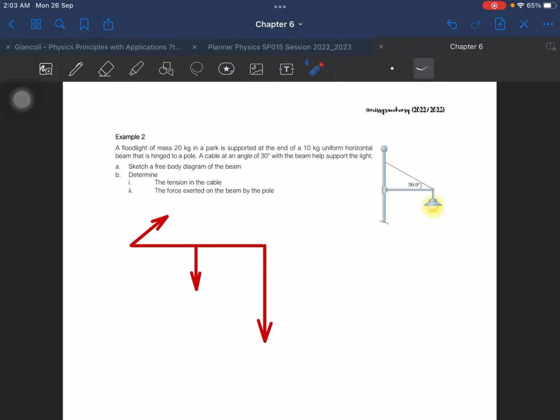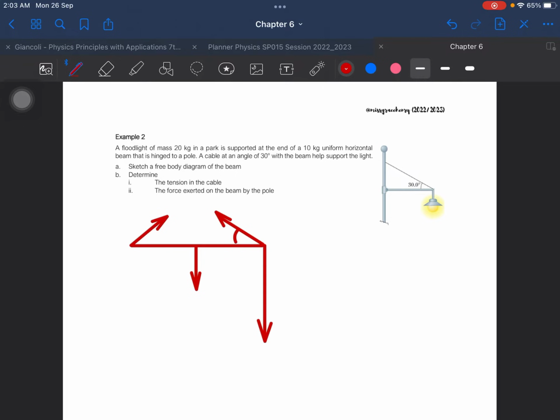Is that even a word, hinging? But okay, there is a shear force due to this interaction here. Okay, so that is one more. Lastly we have the tension, which is at an angle of 30 degrees. Okay, so this is the angle.